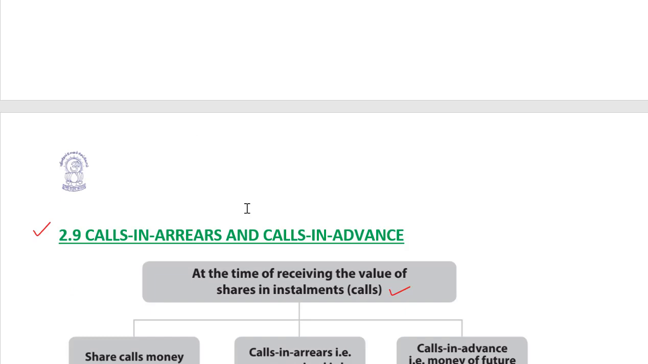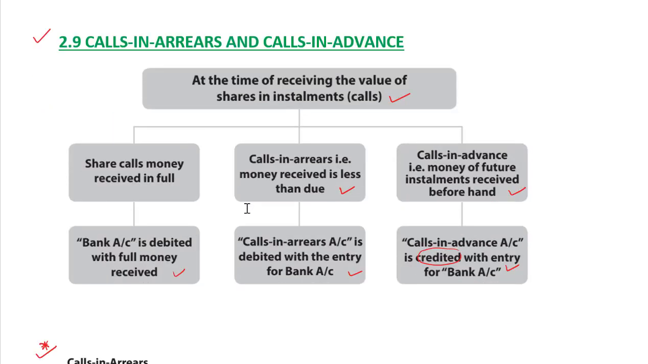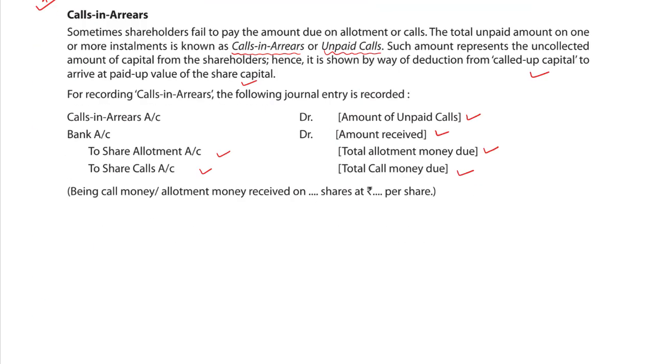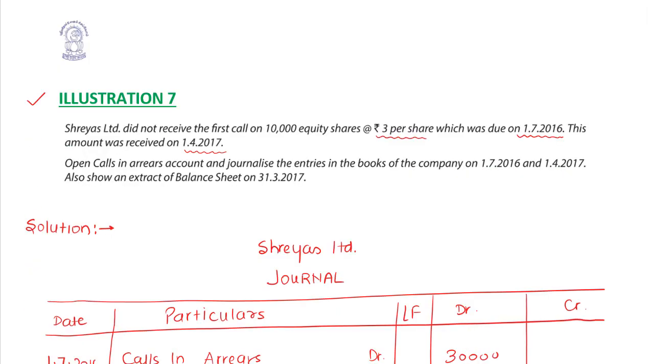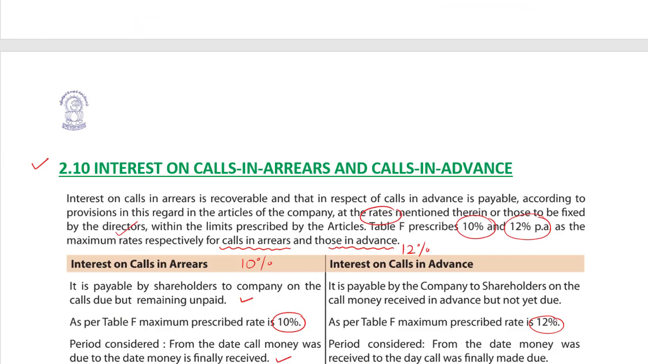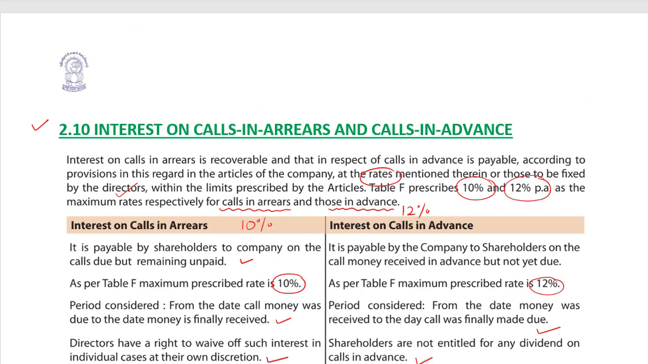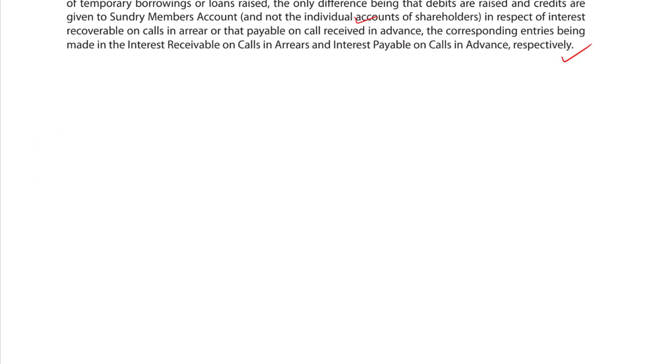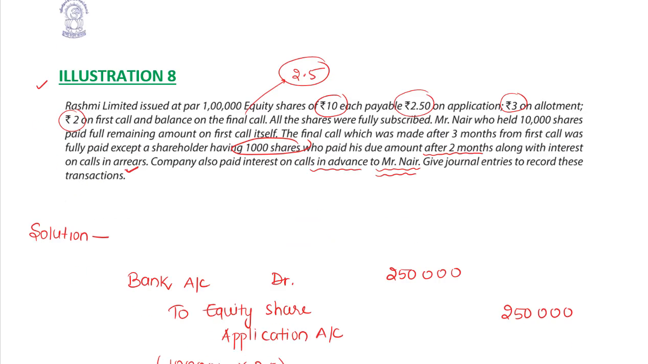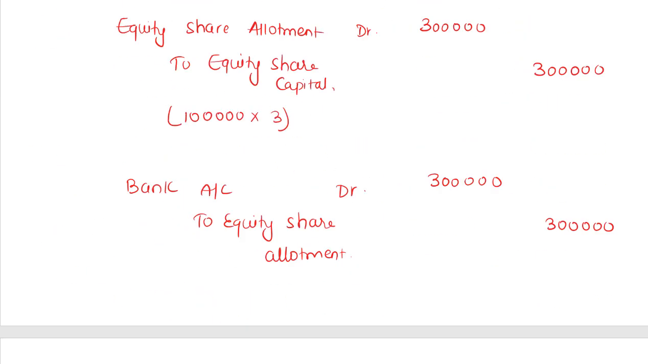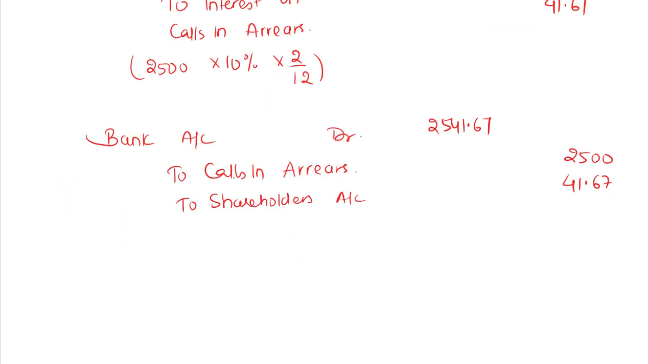Then we learnt about the calls in arrears and calls in advance. We learnt the journal entries in relation to it, how to do the accounting treatment of calls in arrears and calls in advance. We solved illustration 7 in relation to it. Then we learned interest on calls in arrears and interest on calls in advance. Table F prescribes 10% interest on calls in arrears and 12% for interest on calls in advance. We solved illustration 8 in relation to it. And this was the last illustration that we did in today's class.